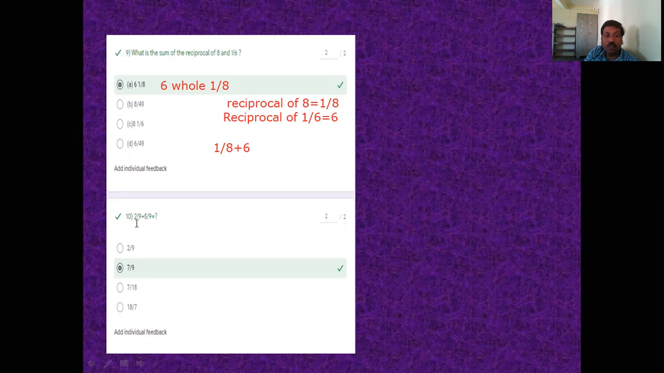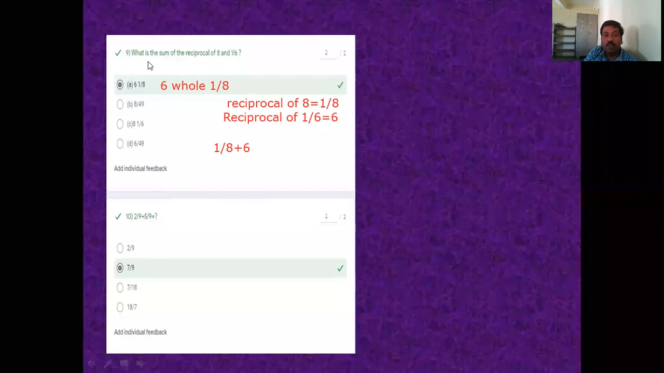Now here is another question: 2 by 9 plus 5 by 9. This is a very simple question. 9 is the same denominator. When we add 2 plus 5, it is equal to 7, so 7 by 9. In this way we can solve this type of question which is related to chapter 8.